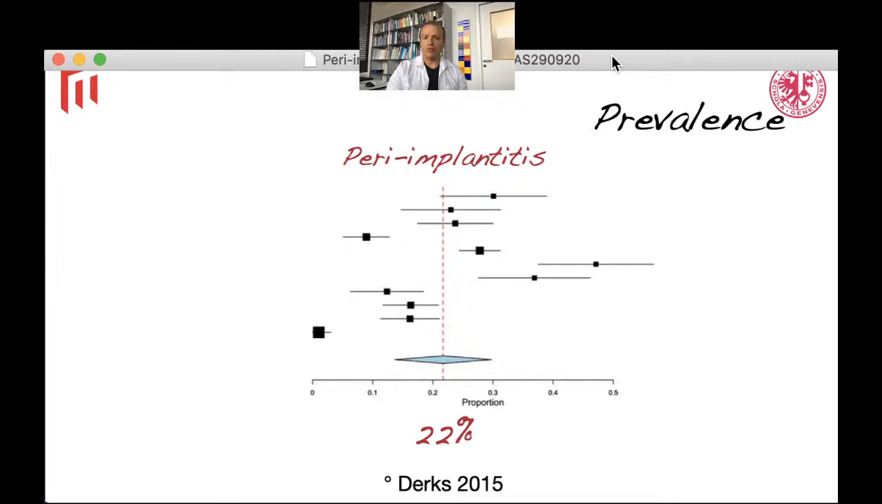We have about 22%, as you can see from this systematic review, where a lot of studies were put together. This is the average, so it's quite a lot. It's about 1 in every 5 patients with implants showing peri-implantitis.